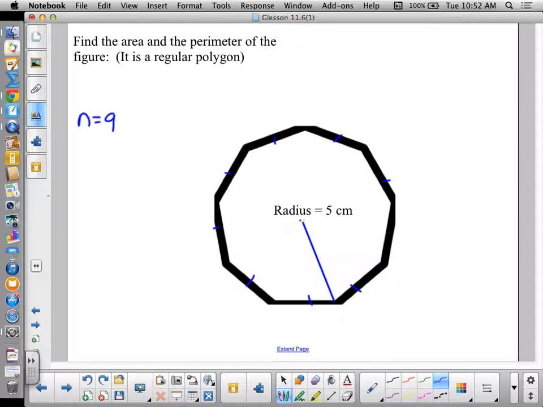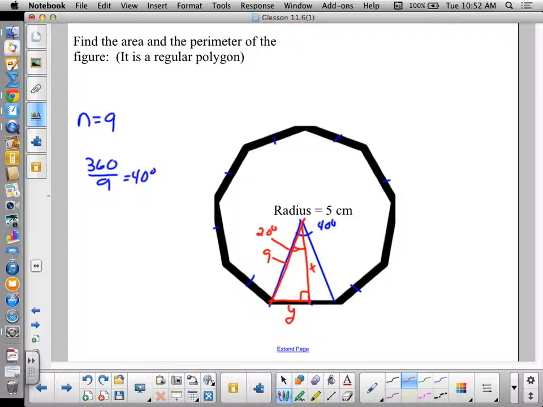Which means each central angle is 360 divided by 9, or 40 degrees. Which means that if I'm going to find this triangle, this angle is 20 degrees, and this side is 5. I need to be able to find the other two sides. I'm going to call them x and y. The only way to do that is going to be through trig.